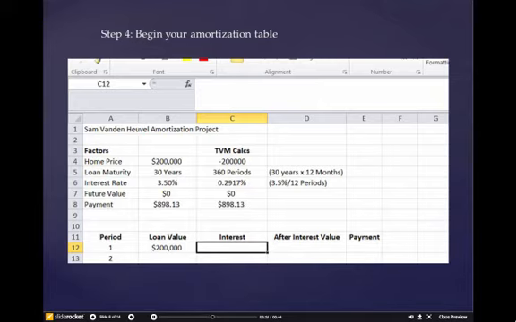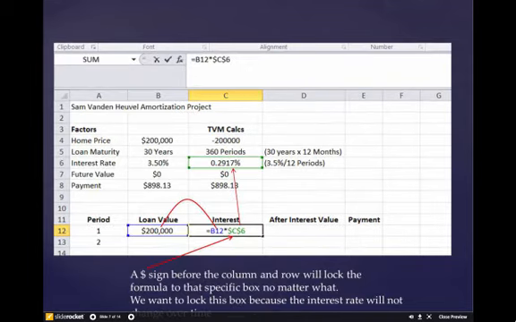We have the period, so we're starting at 1, and the periods are going to go all the way to 360. The loan value in period 1 starts at $200,000, because that's what we started the loan at. So what we're going to do here is go through the steps to fill in the rest of the columns. So here's our first slide that has to do with formulas.